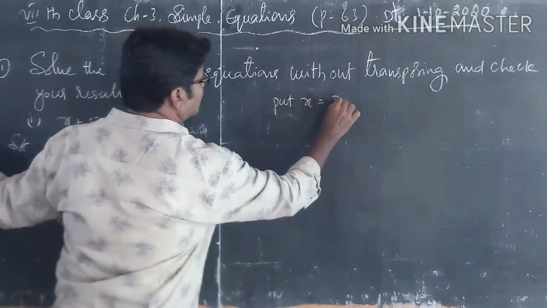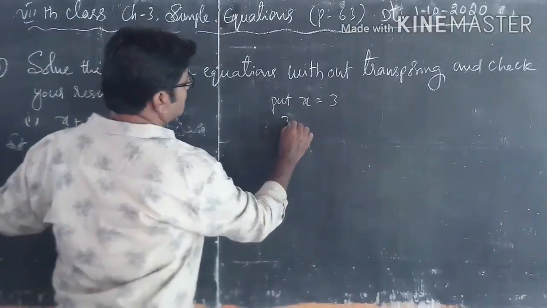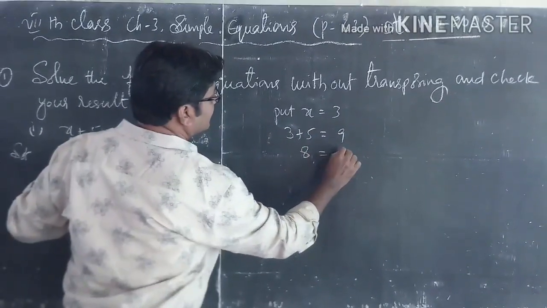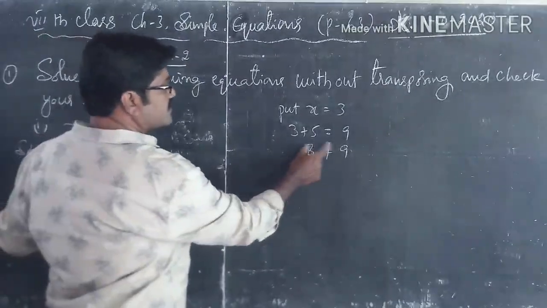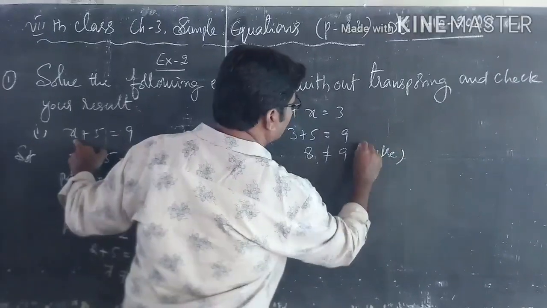Next, put x is equal to 3. In place of x, write 3. 3 plus 5 is equal to 9. 3 plus 5 is how much? 8. 8 is not equal to 9. LHS is not equal to RHS. This is also false.